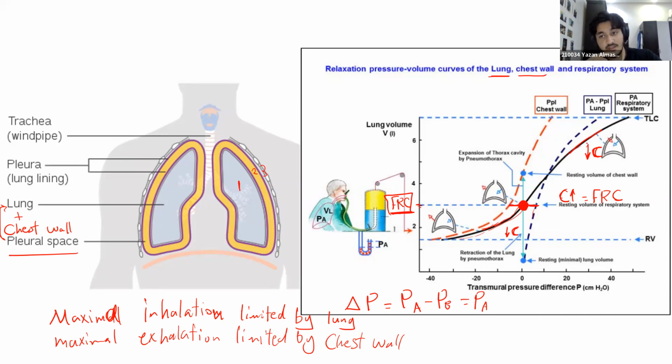Why is it getting less here? Because of the lung. And why is it getting less here? Because of the chest wall. Does that make sense or no? If it doesn't, it's okay. I can try explaining in a different way, maybe. Okay.